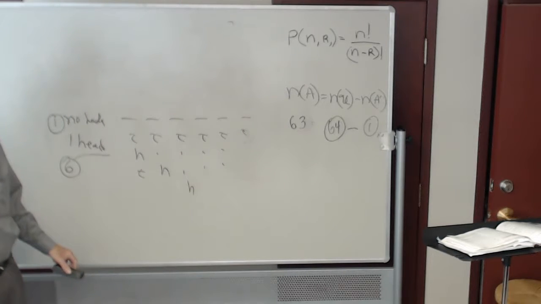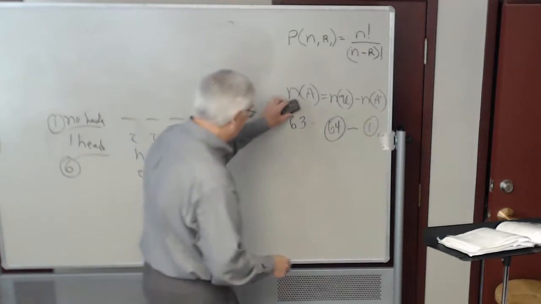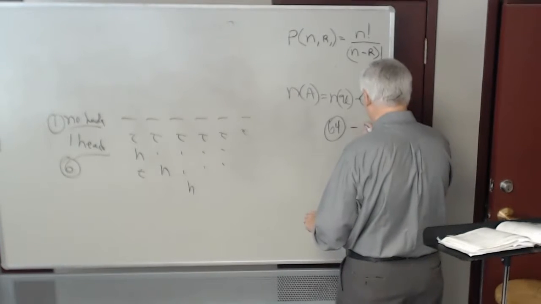So you do 64 minus 6? No, because you have to have 2 heads, so plus the no heads. What would it be? 64 minus 7? 7.